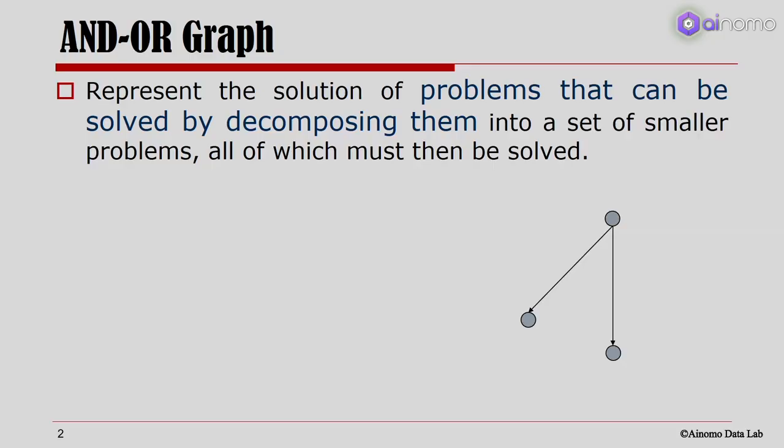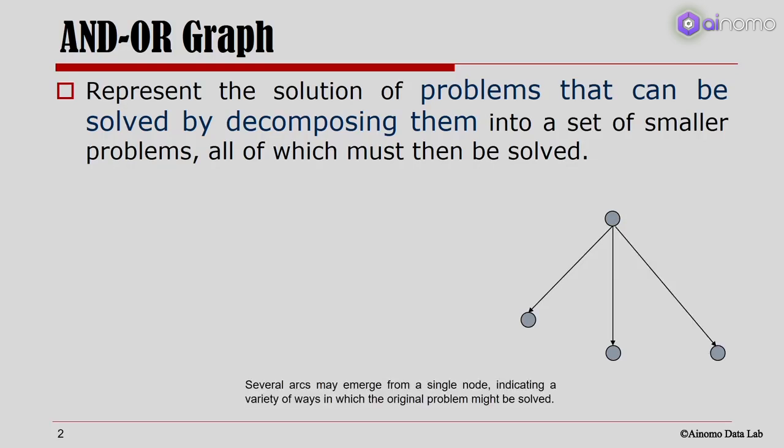Let us say we have a problem S that could be solved by either going to A or by B and C together. It is interesting to note that several arcs may emerge from a single node, indicating a variety of ways in which the original problem might be solved. In this example, S could be solved if I have solved A, or it could be solved by solving B and C, both of them.